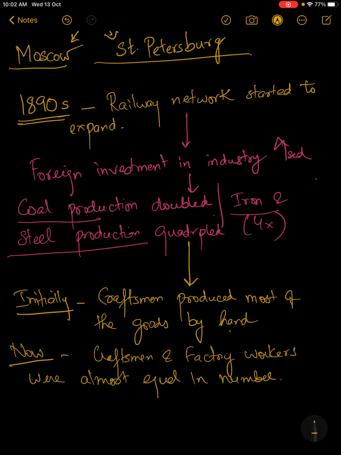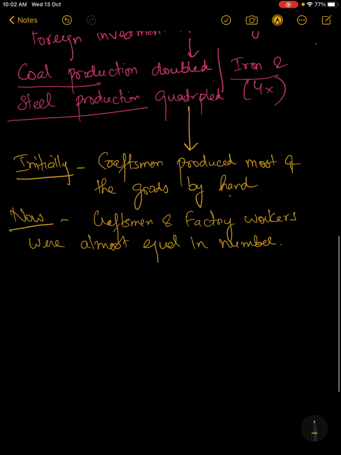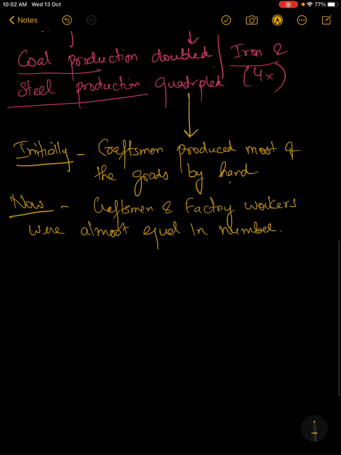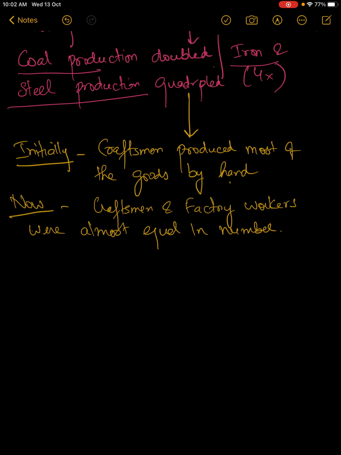This is the sort of change that was happening in the Russian economy just because of the advent of railways in the 1890s. Does that make sense to you? I think it is fairly understandable and fairly commonsensical, so to speak. I don't know whether that's a word.